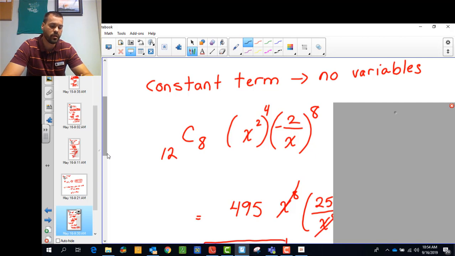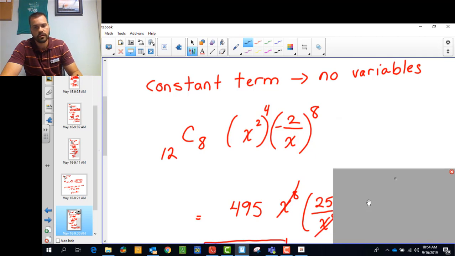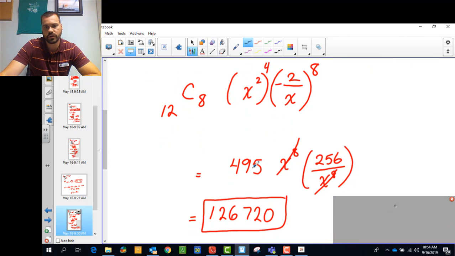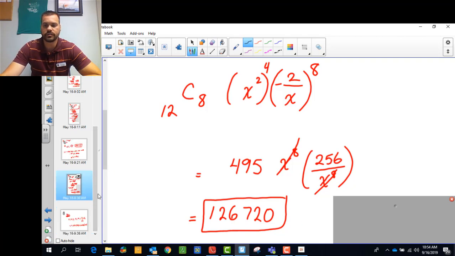So in this case, you have to think about what combination of powers up here is going to make the x's cancel out. Okay, and then we just do the rest of it like we did before. So 12 choose 8 is 495. That term becomes x to the 8. This term becomes 256 over x to the 8. And again, if you've done it correctly, the x's cancel. Okay, so then you end up with just 495 times 256, and that's 126,720. So that's the other type of question you might be asked to do, which is to find a constant term. And a constant term, again, all you're doing is figuring out what combination of powers makes them cancel.